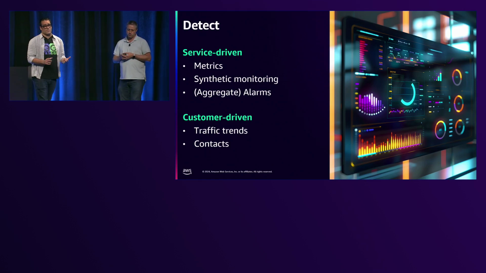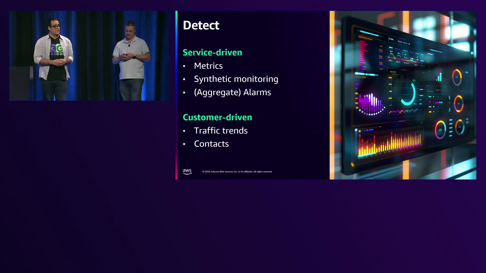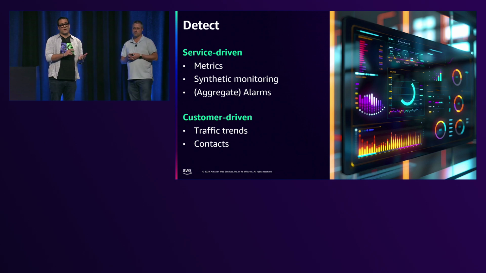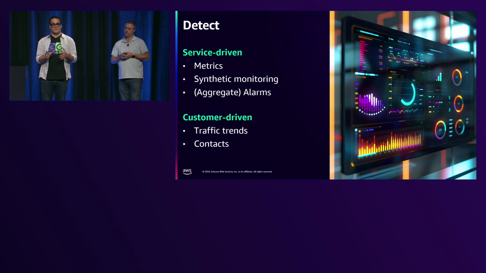And in addition to this, we have a type of metric that is indirect, if you want, and we call them customer-driven metrics. One example of those is traffic trends. So instead of looking for error conditions or for failures, we just check that a given service is receiving the amount of traffic we expect at that time of the day and that day of the week.